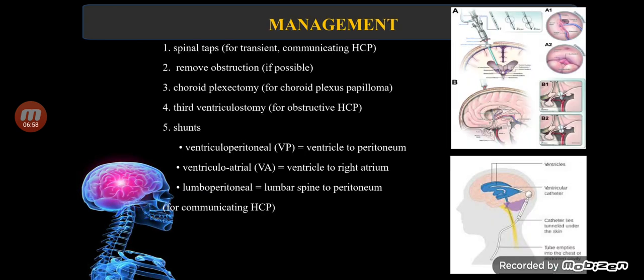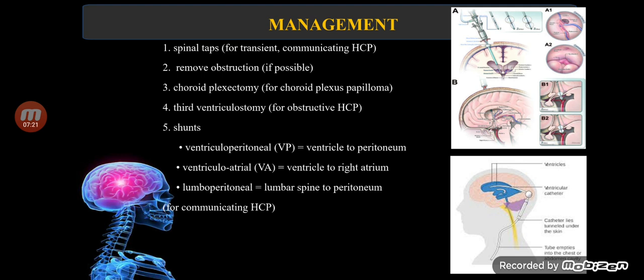In the management, spinal taps are usually for transient communicating hydrocephalus. You may remove the obstruction if possible. You may do a choroid plexectomy or a third ventriculostomy for the obstructive type. For cases where there is no pathology to be cleared, shunts may be an option as a treatment.